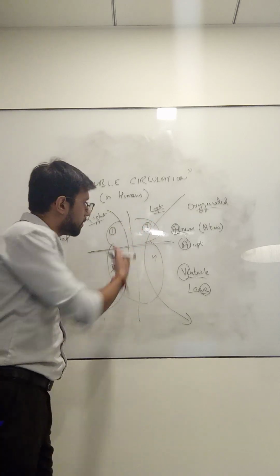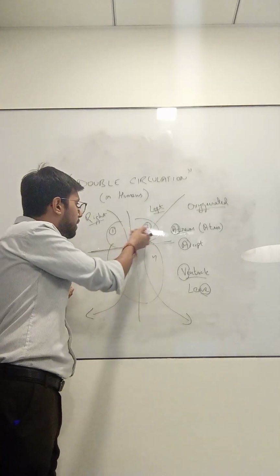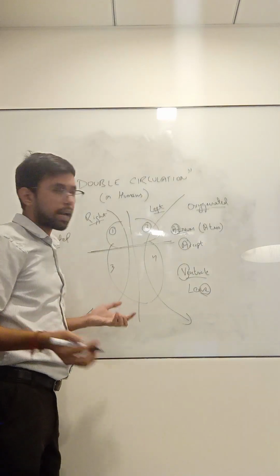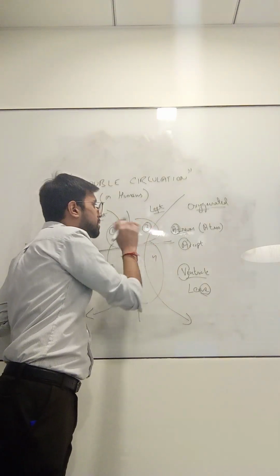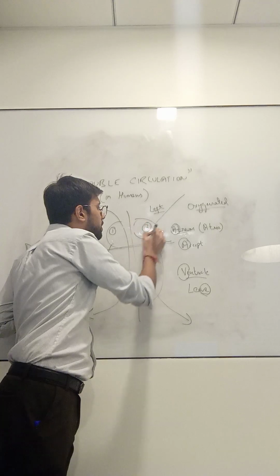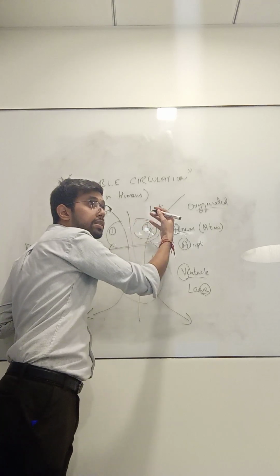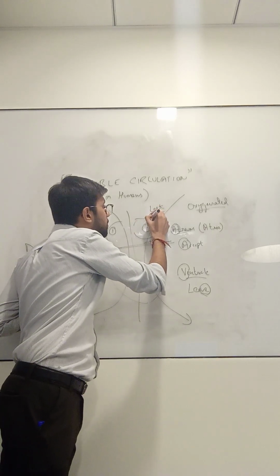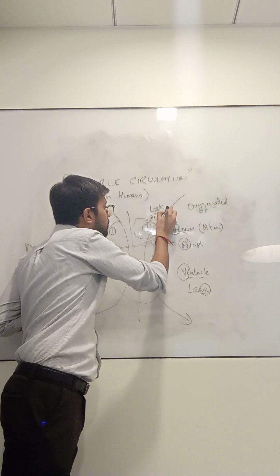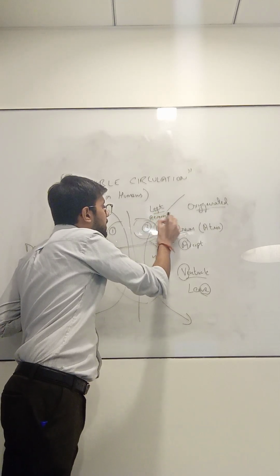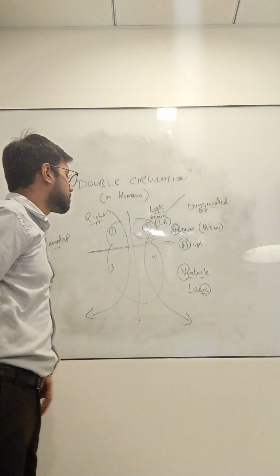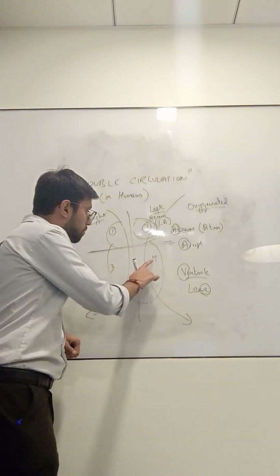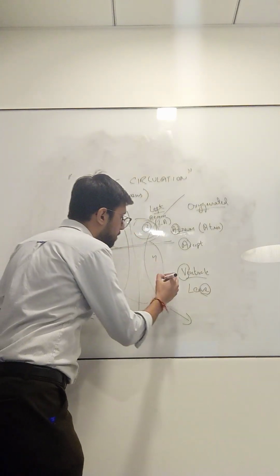Now we'll name them. We'll name each of the chambers. I have written here 1, 2, 3, 4, but this is not the right thing. Every chamber has its name. This is situated on the left and on the upper side, so it would be left atrium. I'll write it as LA from next time whenever I draw this figure. What would be 4? It would be left ventricle.